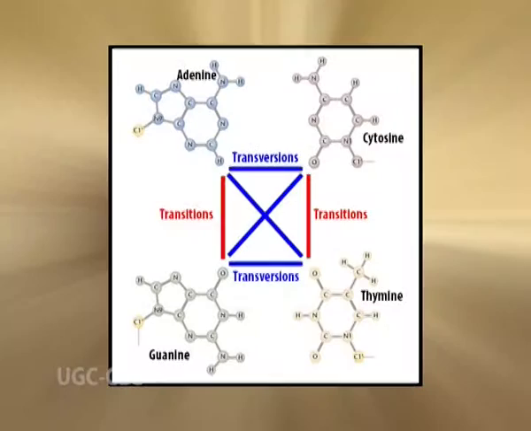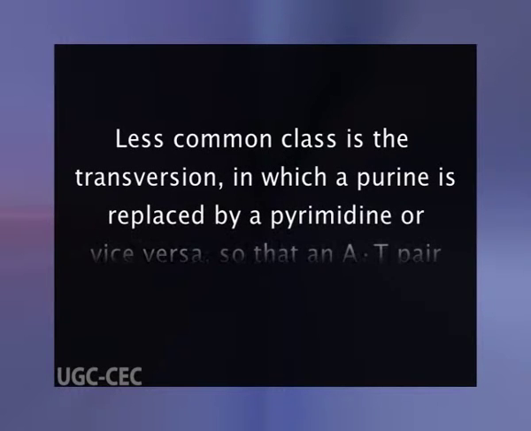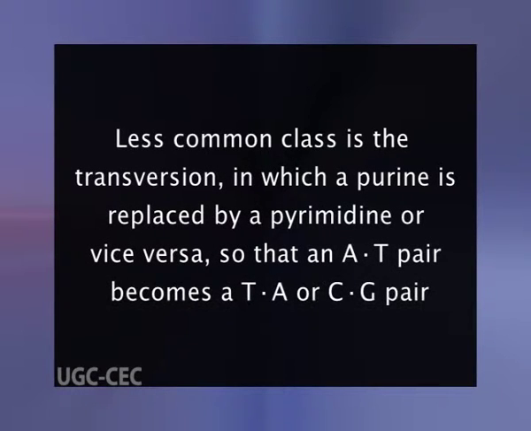Transition is the substitution of one pyrimidine by the other or of one purine by the other. This replaces a GC pair with an AT pair or vice versa. The less common class is the transversion, in which a purine is replaced by a pyrimidine or vice versa, so that an AT pair becomes a TA or CG pair.